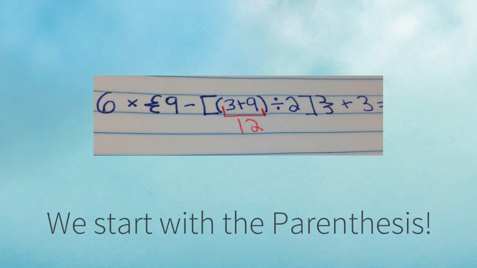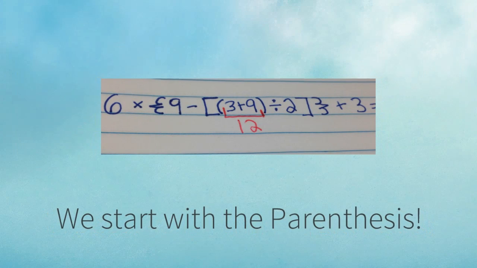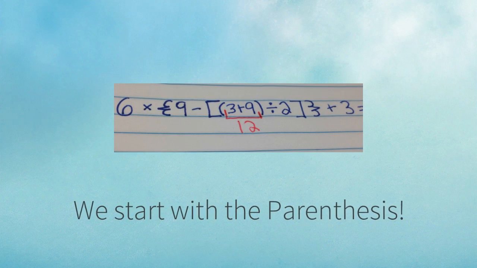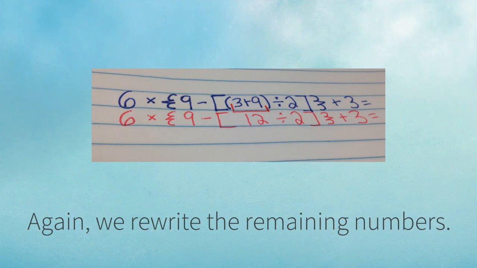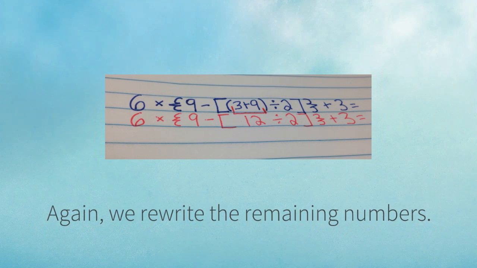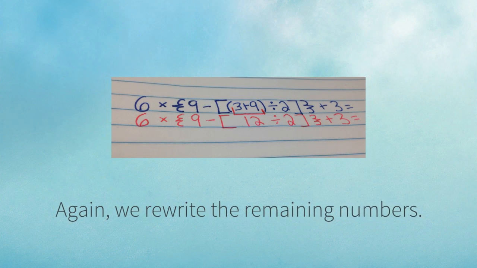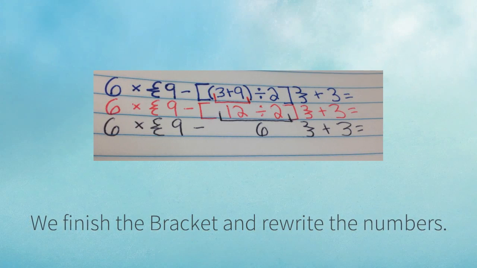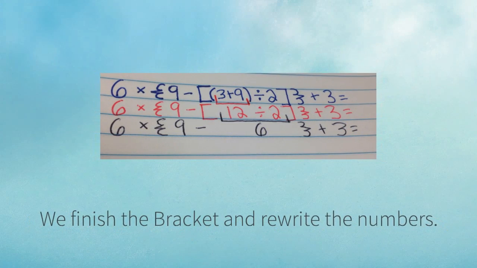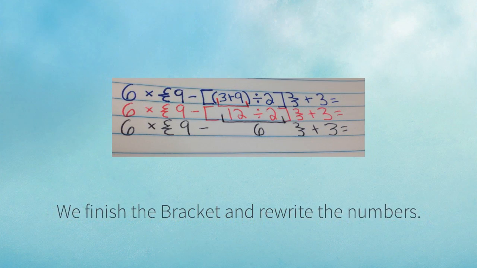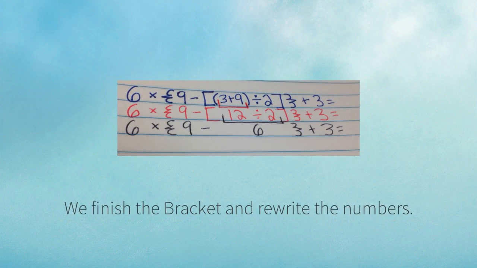We look inside of our braces to find a bracket, and then we see our parentheses, so we're going to start there with 3 plus 9. Again, we're going to bring down all of our remaining numbers. Then we're going to look inside of our bracket and see that we need to divide 12 by 2, which gives us 6, and rewrite the remaining numbers.